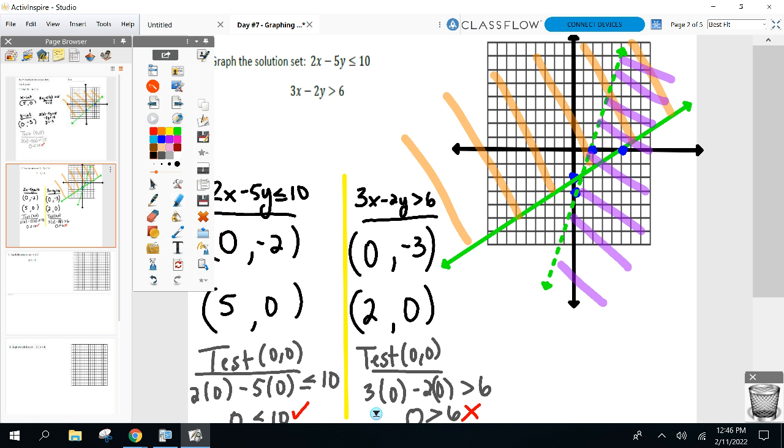Everyone see that little V looking figure there where the shaded regions overlap? From your 9th grade days, what do I got to put there? S. Oh, look at that. Nice bold S for me. That says any point in here is a solution.